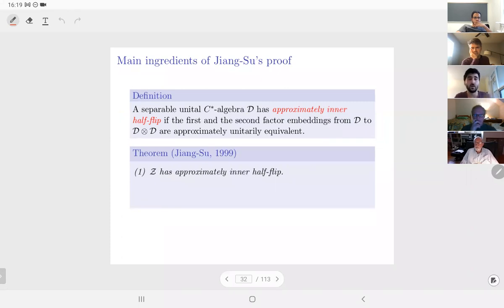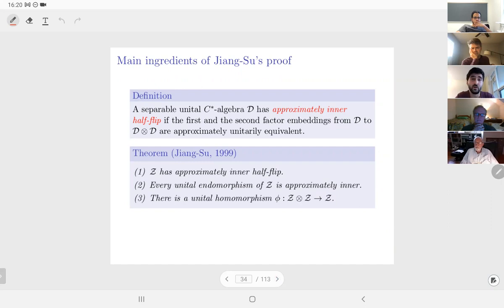And along the way of proving that Z is strongly self-absorbing, they need all these results: that Z has approximately inner half flip, that every unital endomorphism of Z is approximately inner, and that there is a unital homomorphism phi from Z tensor Z into Z. And once you have these three ingredients, it is not that difficult to show that Z is strongly self-absorbing from these three.